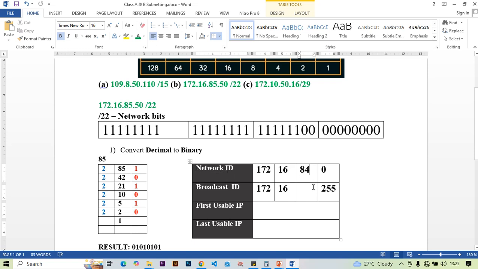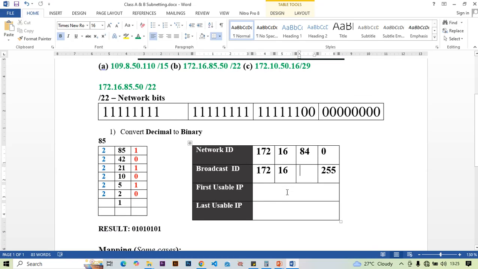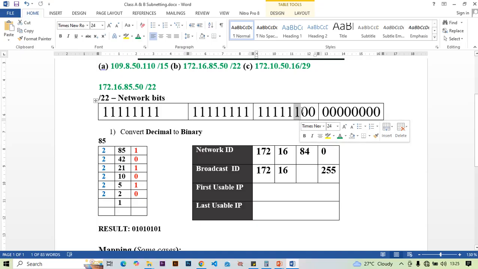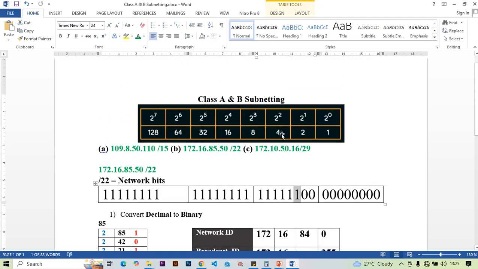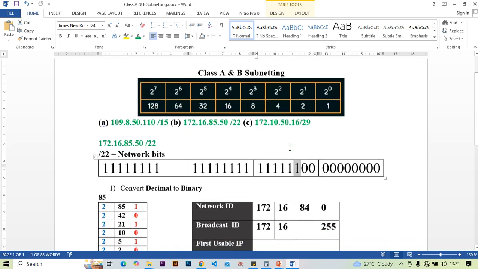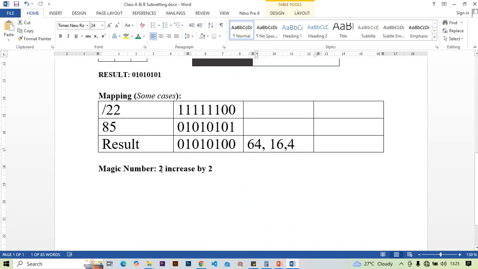Now, having found that, how shall we find the value for the broadcast ID right here? For the broadcast ID, we shall need to find the magic number. And the magic number, I said, we find it from our /22, so we shall have to find it from here. The magic number will basically be the last bit turned on. This last bit turned on is in the position of 4 right here, because this is 1, 2, 3. So this is in this position, which is 4.